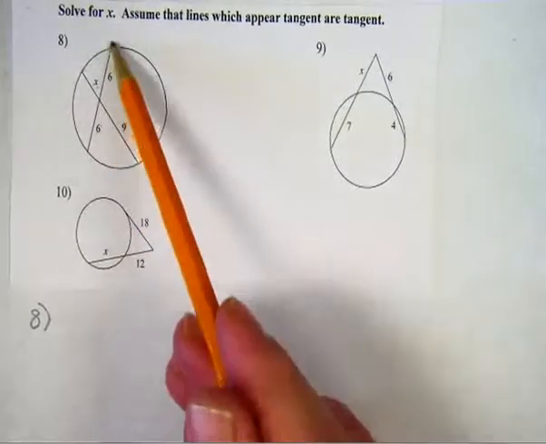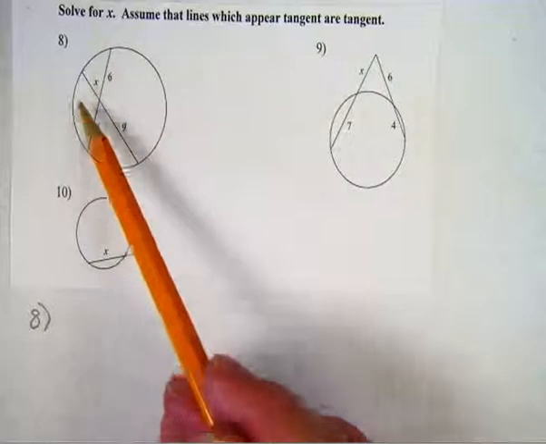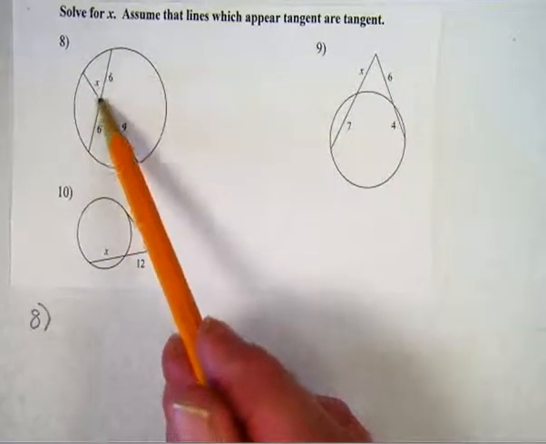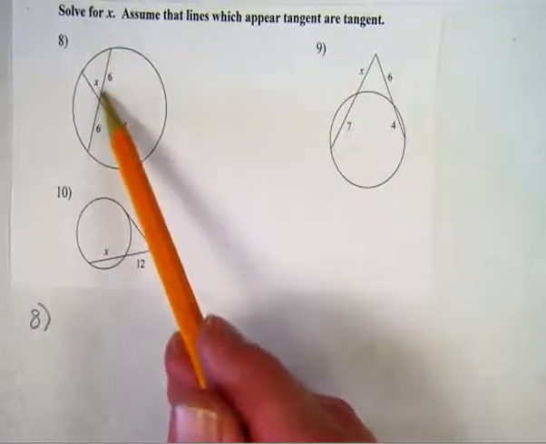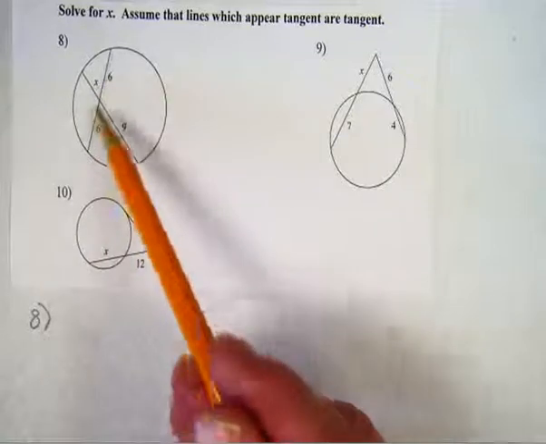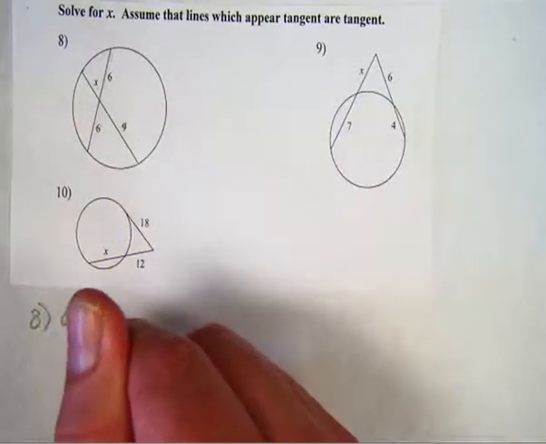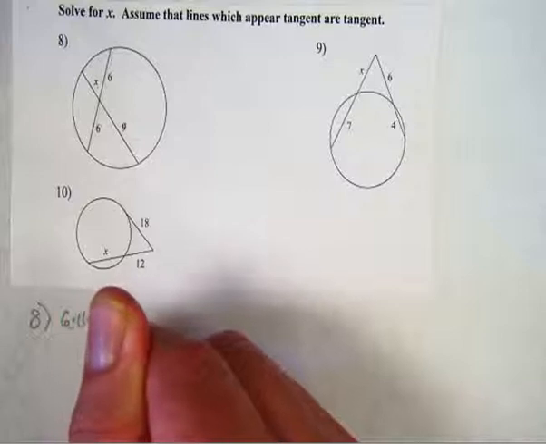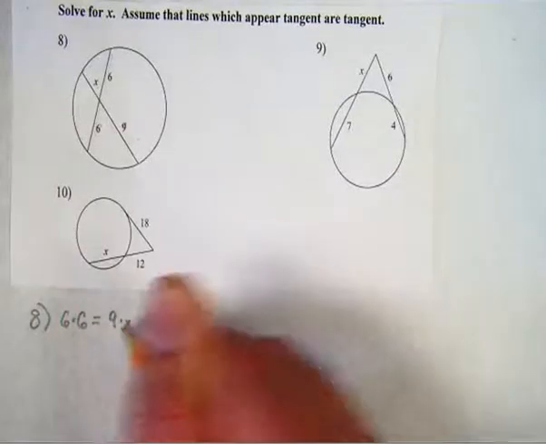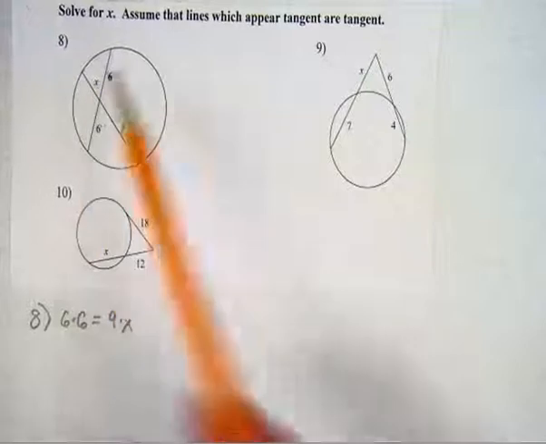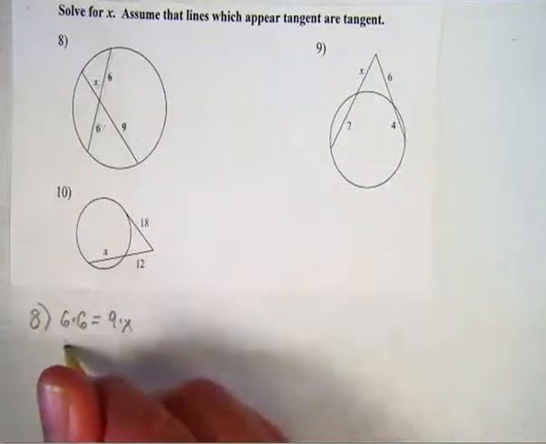In number 8, we see that we have these two chords that are intersecting, and we can use the relationship that if we take the product of the two sides of the chords, they should equal each other. So if we take 6 times 6, it should equal 9 times x. So we take this part times this part should be equal to this part times this part. And now it's all just algebra.